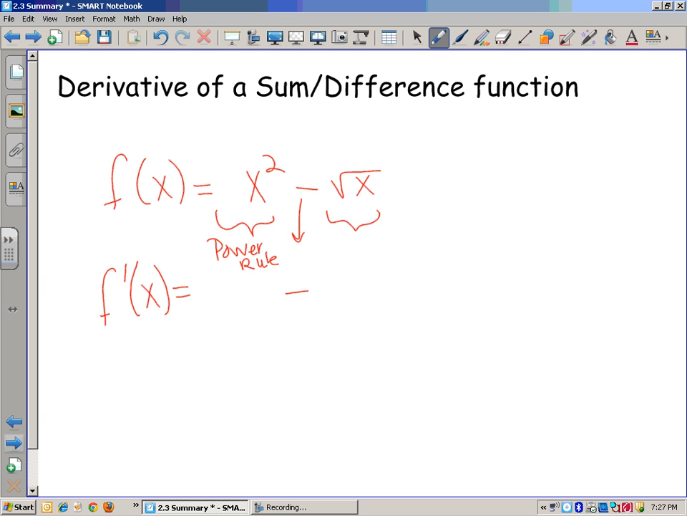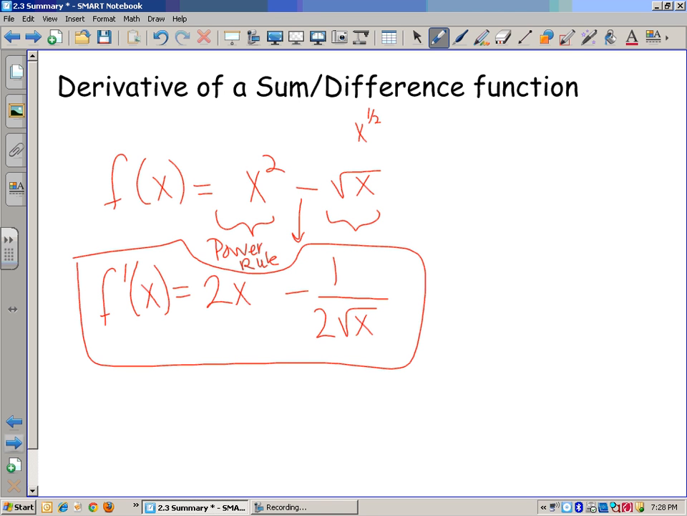And that says I would bring down the 2. The x comes along, and 2 minus 1 is 1, but I don't write it, so 2x. We just did this one. Remember, this is really x to the 1/2, so it becomes 1/2 x to the negative 1/2. We just did it. That's the answer, okay?